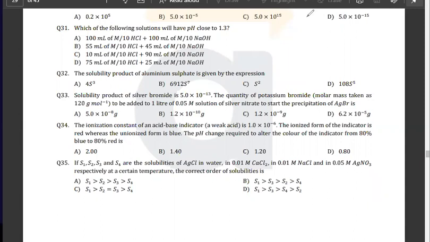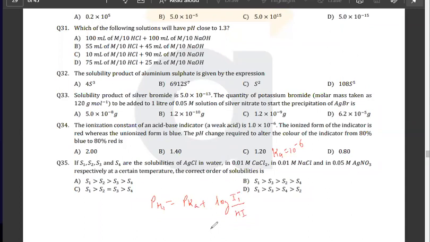Now, question number 34. The ionization constant for an acid-base indicator. So we know that an acid-base indicator is a buffer. It is 1 × 10⁻⁶, so Ka is given. The acid form of the indicator is red whereas the salt form is blue. Now think about this. This is the question that you haven't solved. pH is equal to pKa plus log salt by acid. Salt is I minus, by acid, which is HI.